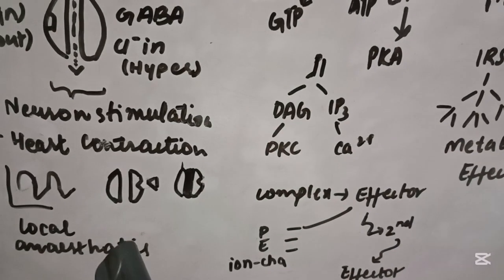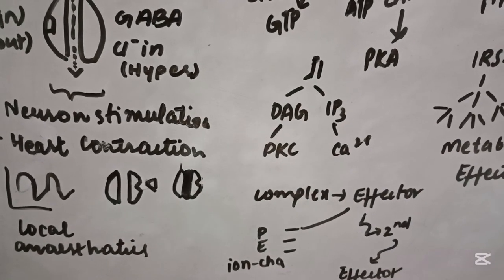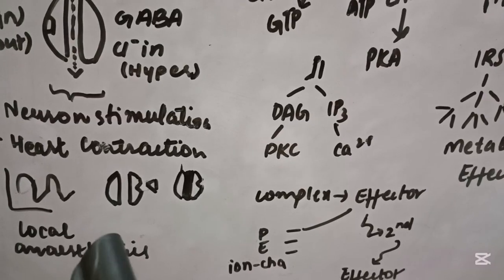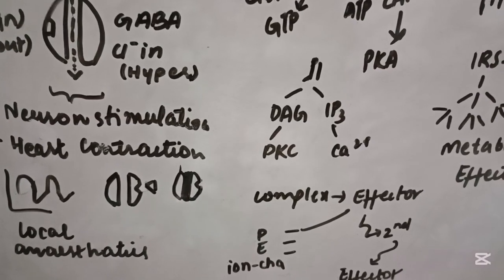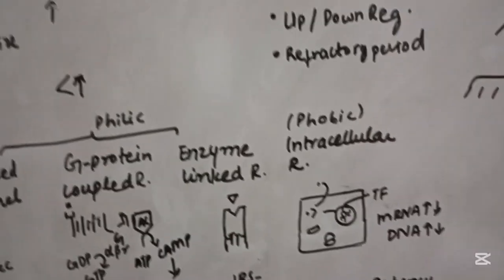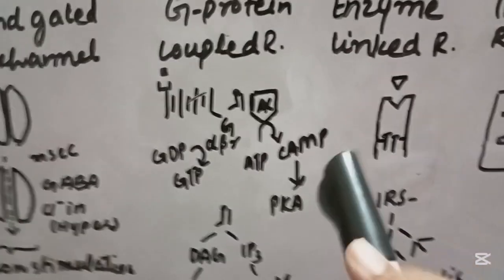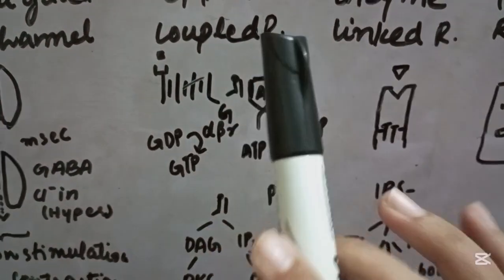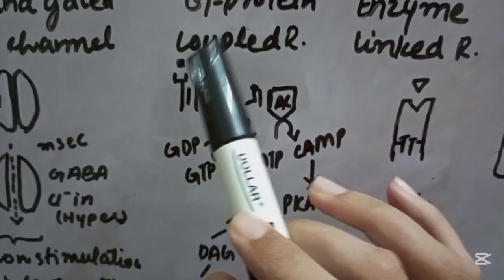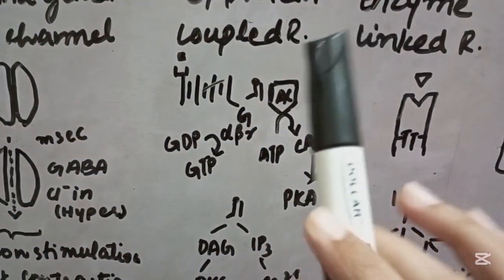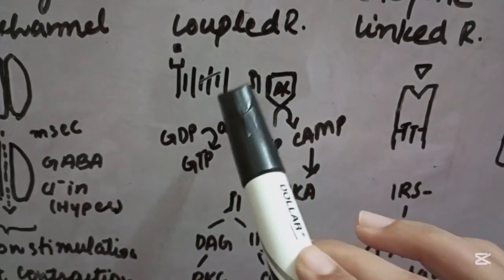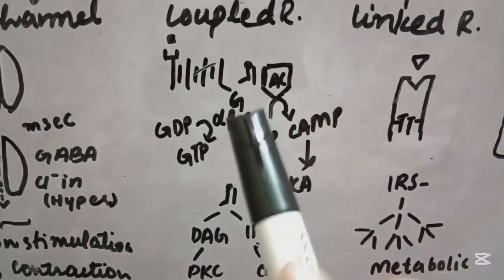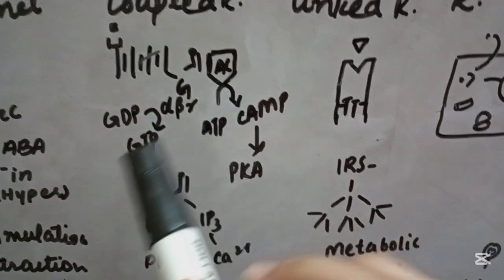So the local anesthetics are the example here, and they actually block the opening of sodium voltage gated channels. Next is the G protein coupled receptor, and here this is a receptor. It has 7 transmembrane units, and this is the extracellular domain that is going to bind with the particular drug, and here the intracellular domain binds with the G protein. G protein has 3 subunits: alpha, beta, gamma.